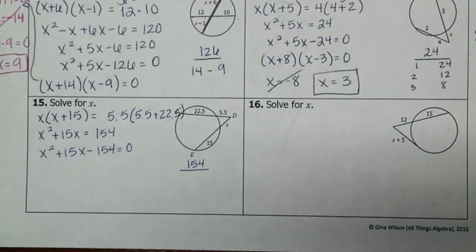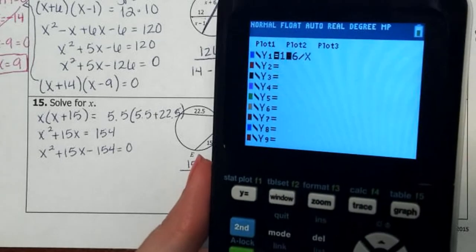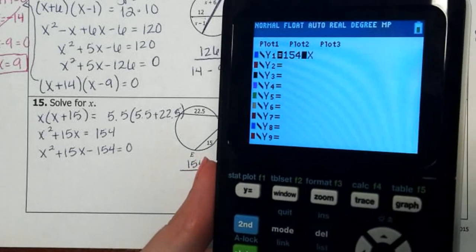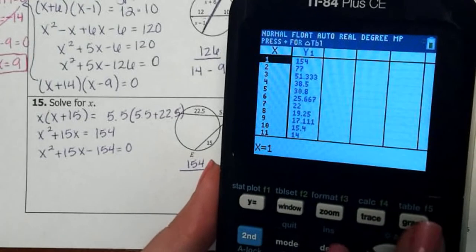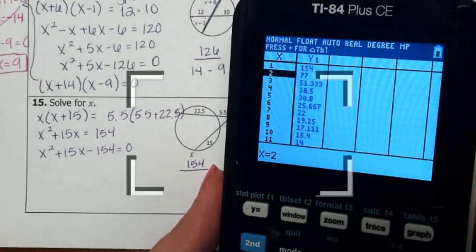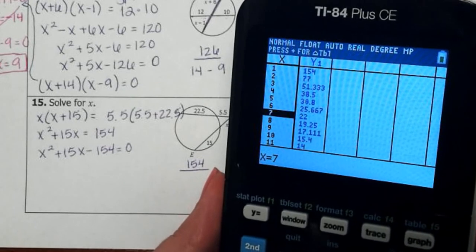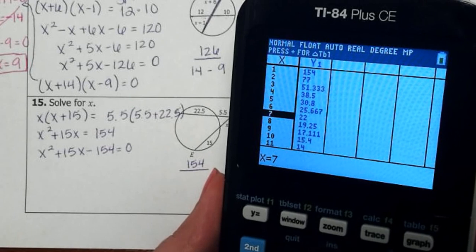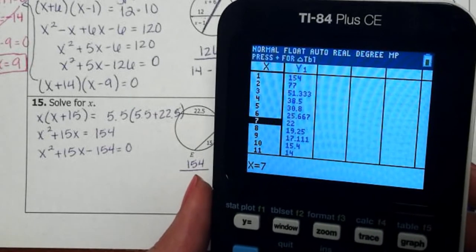I'm going to use my calculator again. Remember, go to y equals. Type in 154 divided by x. I'm going to go second graph, thinking of factors that will subtract to give me 15. I'm skipping all the decimals. What about 22 and 7? Will those subtract to give you 15? They should.